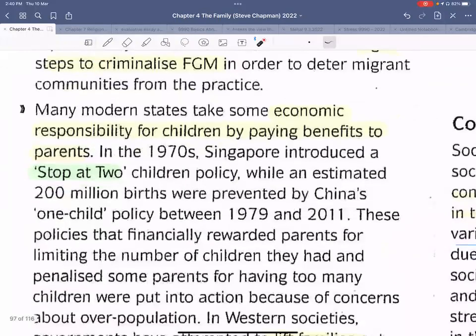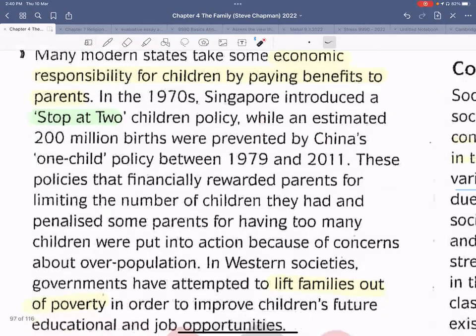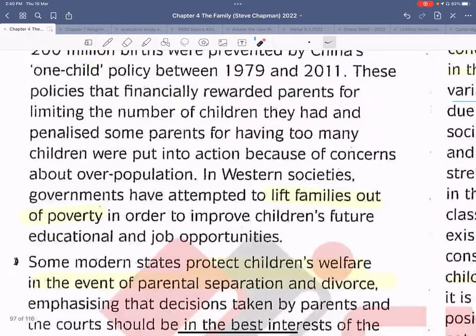The next point, many modern states take some economic responsibility for children by paying benefits to parents. One of the reasons why Desis from our part of the world like the idea of moving abroad and giving birth to children there. In 1970, Singapore introduced a stop at 2 children policy, while an estimated 200 million births were prevented by China's 1-child policy between 1979 and 2011. Are we good here?